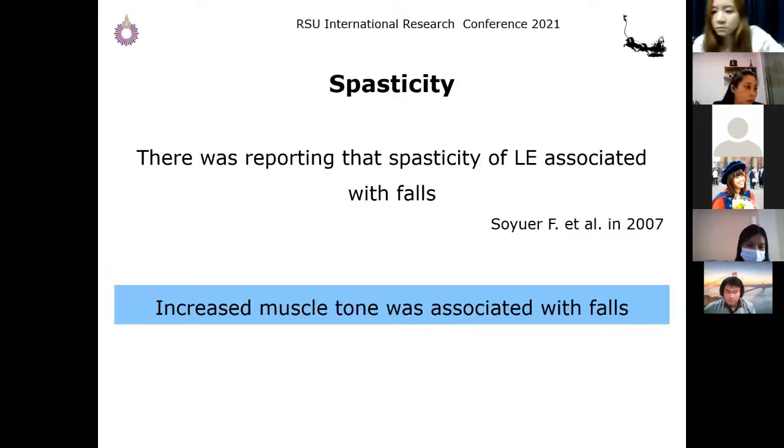The result of the present study agrees with a previous report that found an association between spasticity of the lower extremity and fall. Moreover, the present study found a high relationship between spasticity of the upper extremity, therefore indicating that increased muscle tone of upper limb and lower limb were associated with fall.